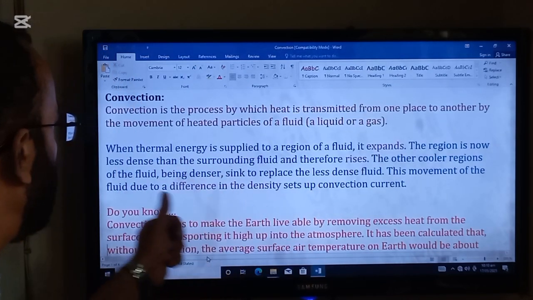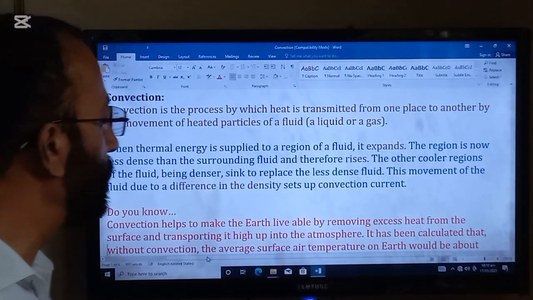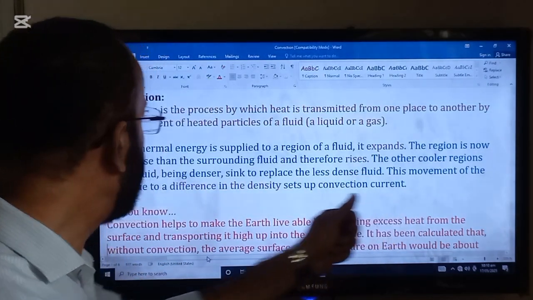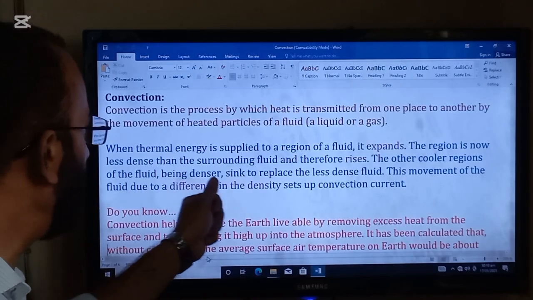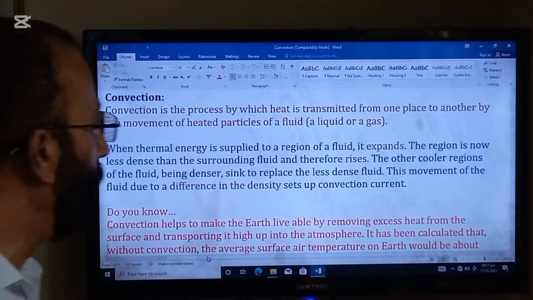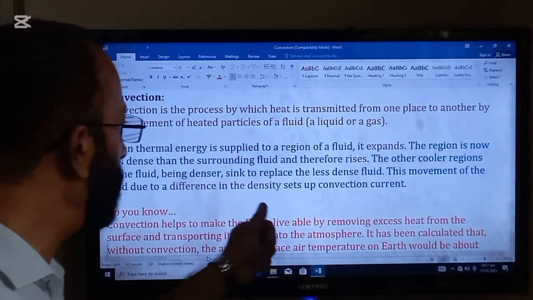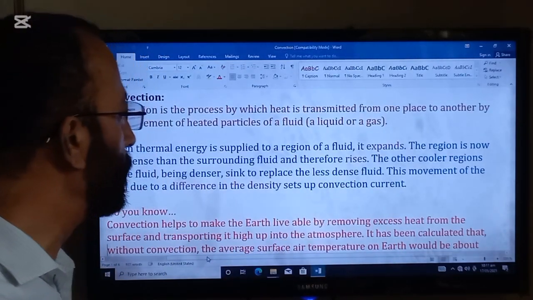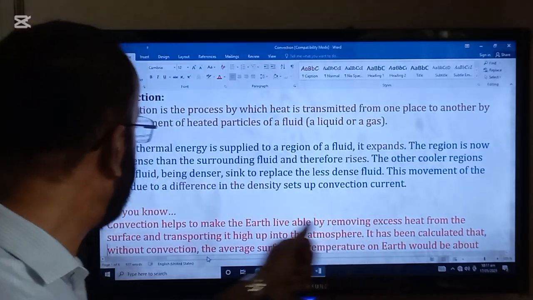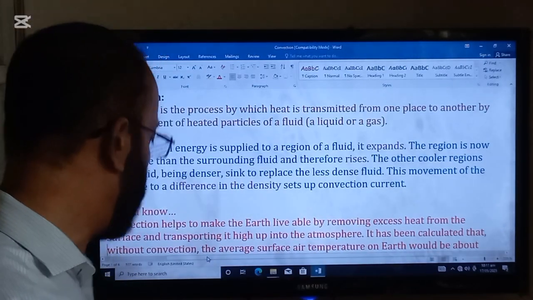Read it again. When thermal energy is applied to a region of the fluid, it expands. The region is now less dense than the surrounding fluid and therefore rises. The other cooler regions of the fluid, being denser, sink to replace the less dense fluid. This movement of the fluid due to the difference in density sets up a convection current.